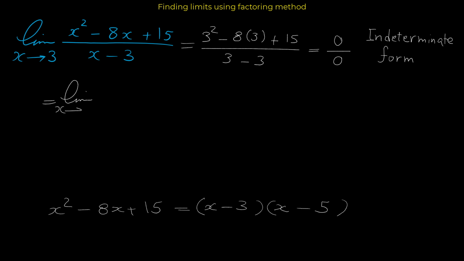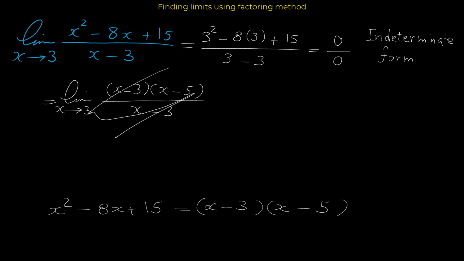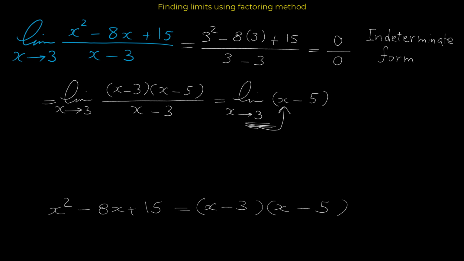So we have the limit as x approaches 3 of x minus 3 times x minus 5, all over x minus 3. If we cancel x minus 3 from the top with x minus 3 from the bottom, we then have the limit as x approaches 3 of x minus 5. Now again, if we substitute 3 for x, we have 3 minus 5, which is negative 2. So the limit of this expression when x approaches 3 is negative 2.